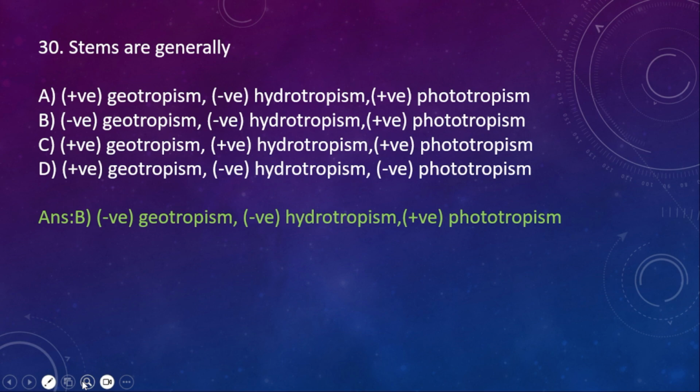What it means? See, this is the ground level. If I say, here what happens, stems will arise above the ground level and roots will be downwards, isn't it? If here is sun and then there will be sunlight.